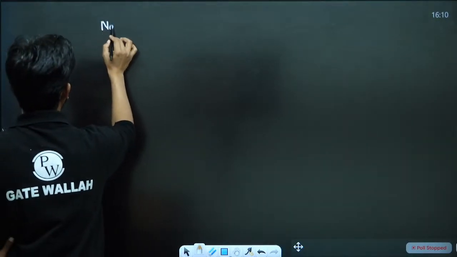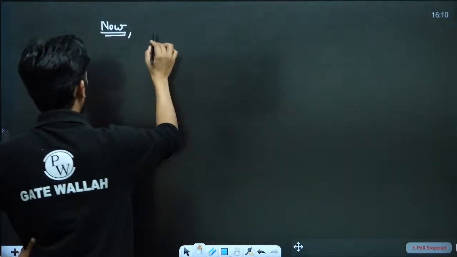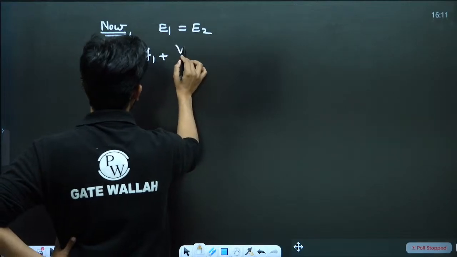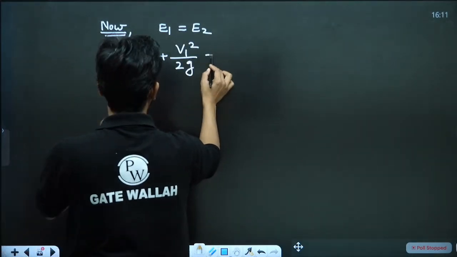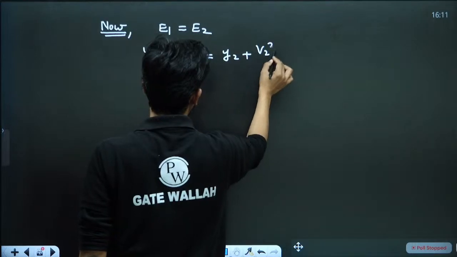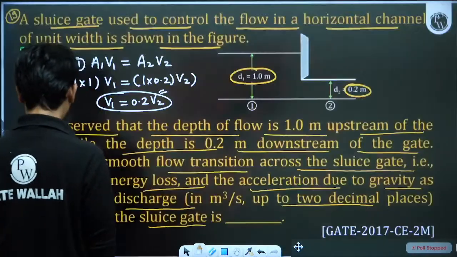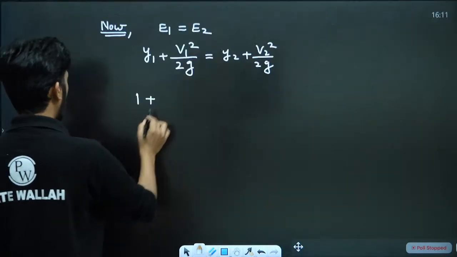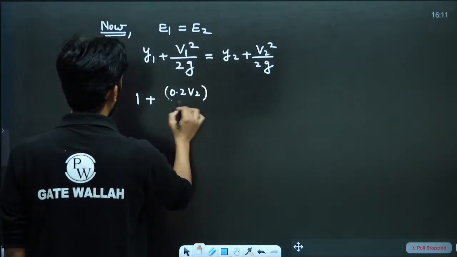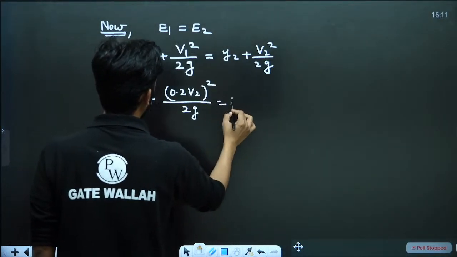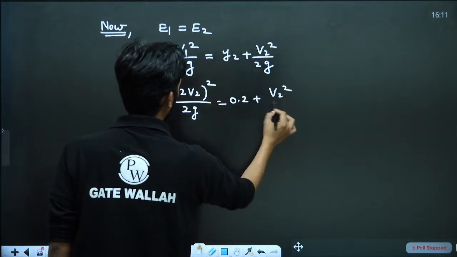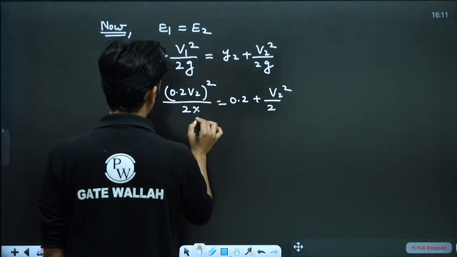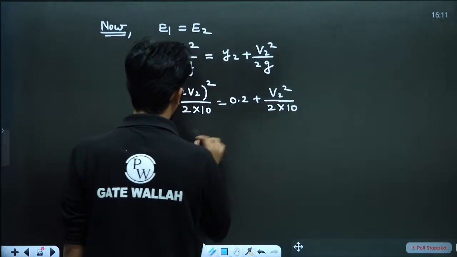Now, if we equate the energy here, E1 is equal to E2. So Y1 plus V1 square by 2G is equal to Y2 plus V2 square by 2G. So Y1 is given as 1 meter. So 1 plus V1 is 0.2 V2, so 0.2 V2 square upon 2G is equal to Y2, which is 0.2, plus V2 square upon 2G. We will put G equal to 10 because G is given as 10. So from here we will get the value of V2.